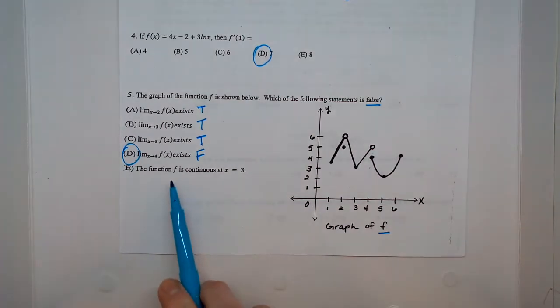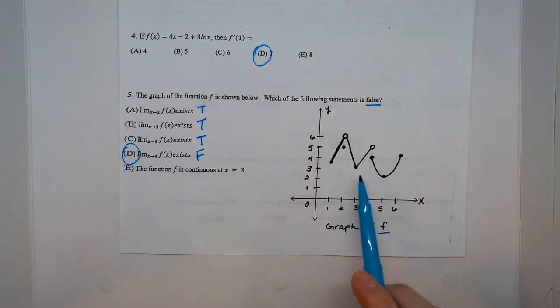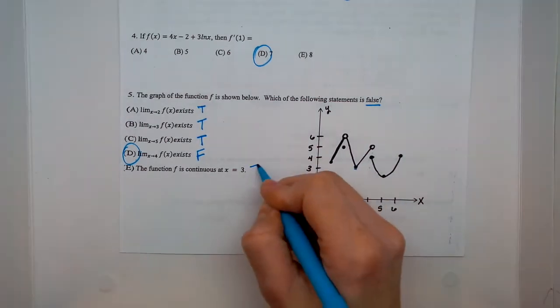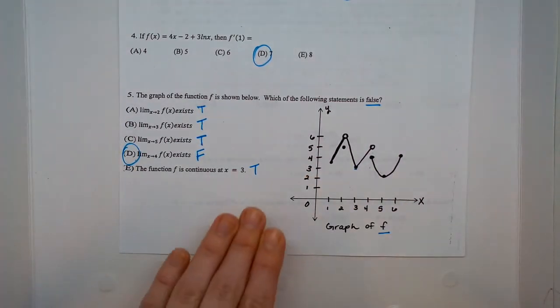Let's double check the last one. The function f is continuous at x equals 3. Well, you've got a filled in circle, no jumps or discontinuities, so that is true. So D is our answer.